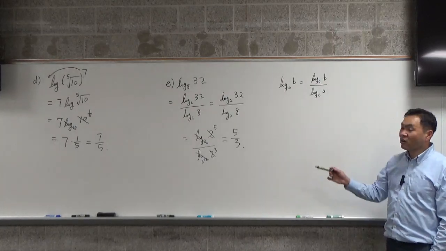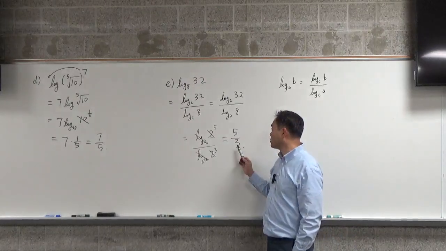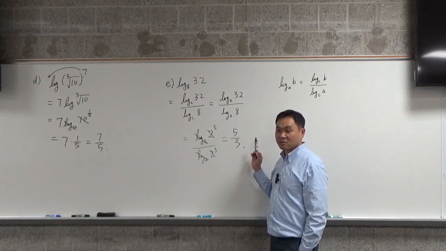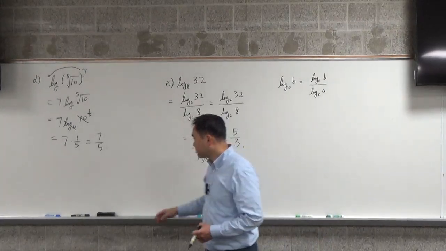And you can check with your calculator that indeed ln of 32 divided by ln of 8 will give you 1.66666, which is 5/3 if you write in decimals.